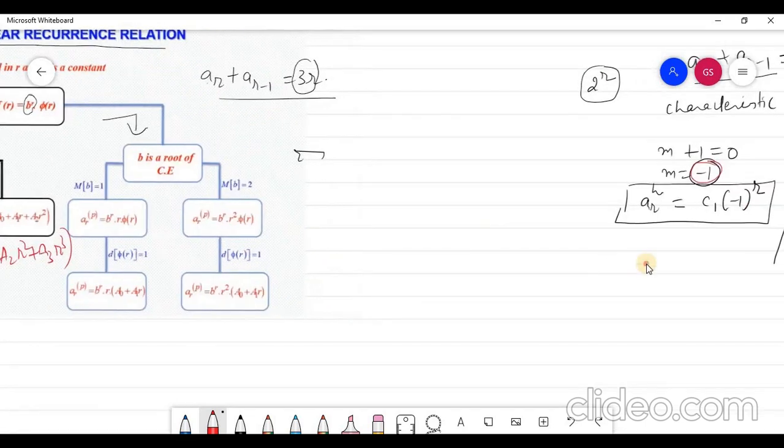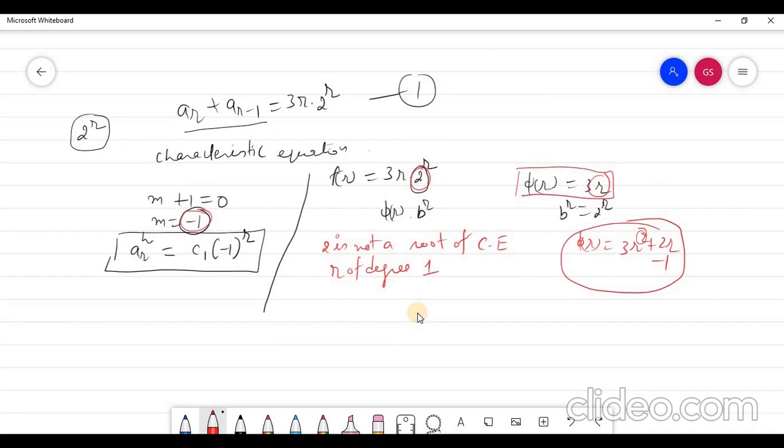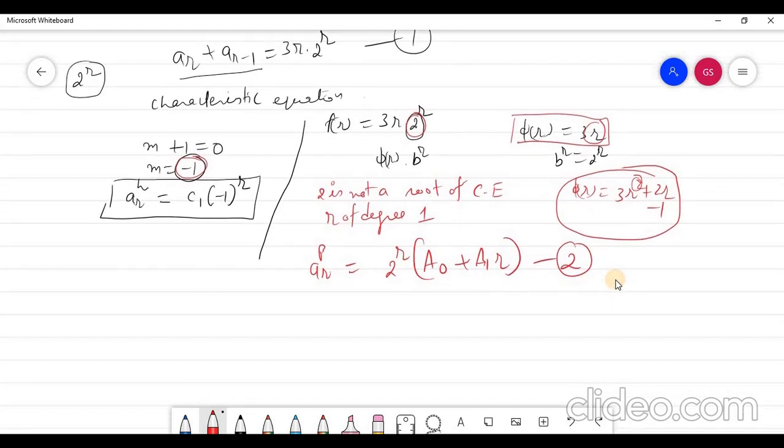So here we will write our particular solution. Our particular solution will be a(r) p is equal to 2 raised to power r times (a0 plus a1 r). So this will be the particular solution. So suppose we are giving it as a number 2. The next step will be the same that we have discussed in the previous problem also. We are going to put the value of this in equation number 1.